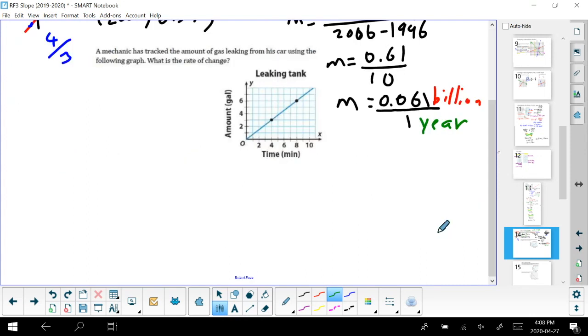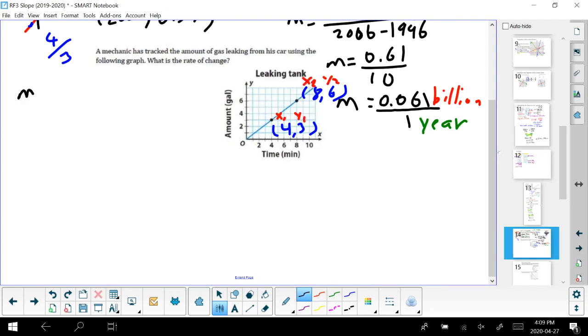For this next question, it says that a mechanic has tracked the amount of gas leaking from his car using the following graph. What's the rate of change? The graph has already given us two lattice points that we can use, the first one being 4, 3, and the second one is 8, 6. I can label these as my x1, y1, and then my x2, y2.